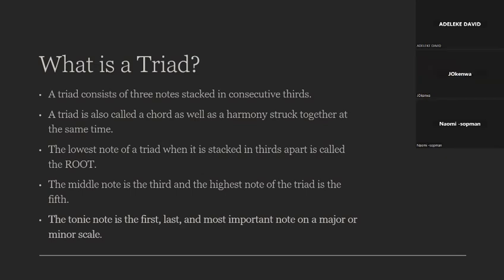Now, the lowest note of a triad, when it is stacked in thirds apart, is called the root. So the lowest note, which is the beginning or the starting note, is called the root. The middle note is a third note, and the highest note of the triad is a fifth note. You will see that shortly.